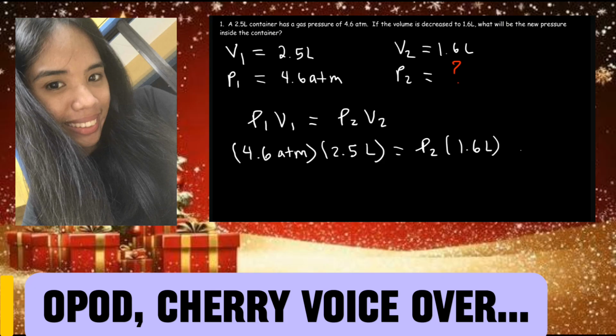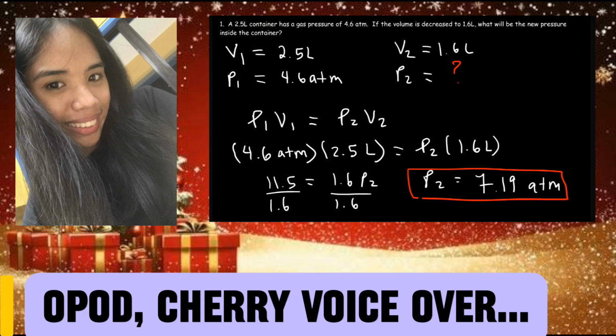So 4.6 times 2.5, that's 11.5. And that's equal to 1.6 times P2. So now, to solve for P2, we've got to divide both sides by 1.6. So P2 is 11.5 divided by 1.6. And so that's about 7.19 ATM.